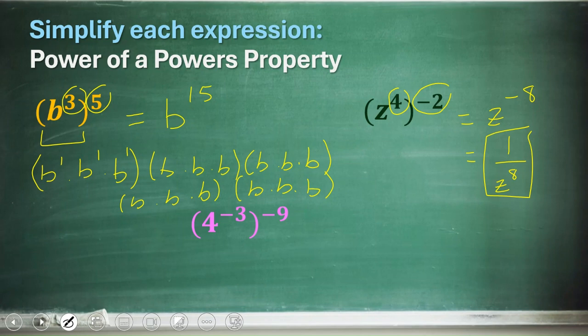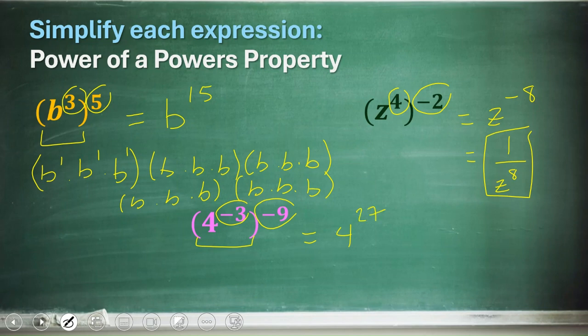And finally, our third example, we have 4 to the power of negative 3 to the power of negative 9. Again, it's power on power. We have a base and an exponent, all of which is raised to the next exponent, and we multiply our exponents. We take negative 3 and we multiply it by negative 9, and we get positive 27.